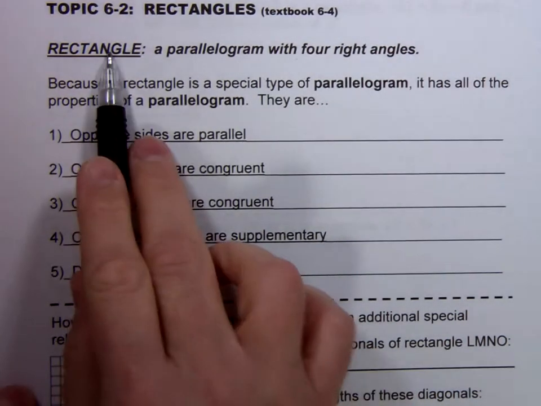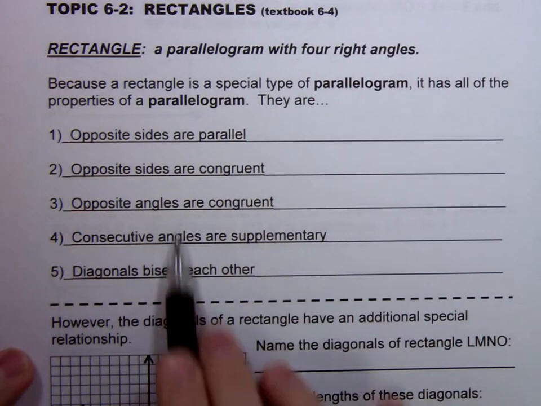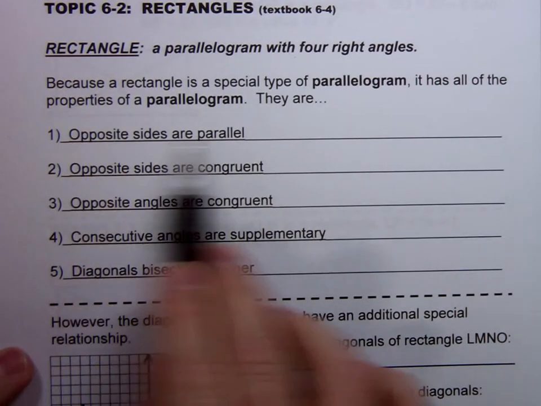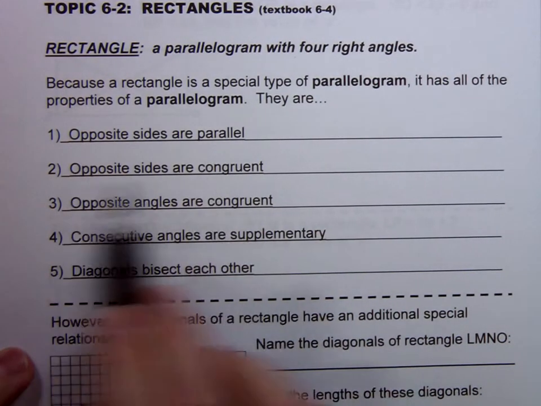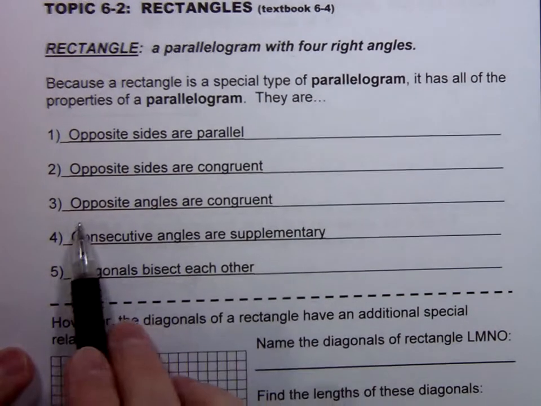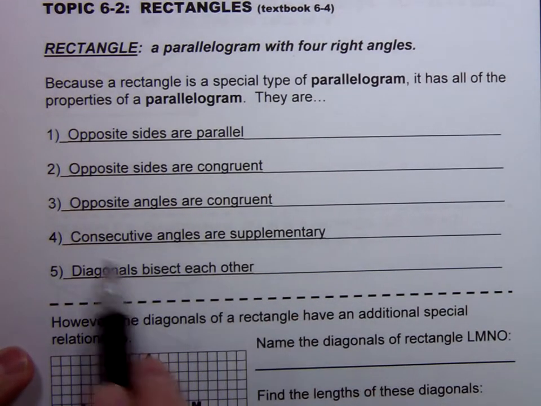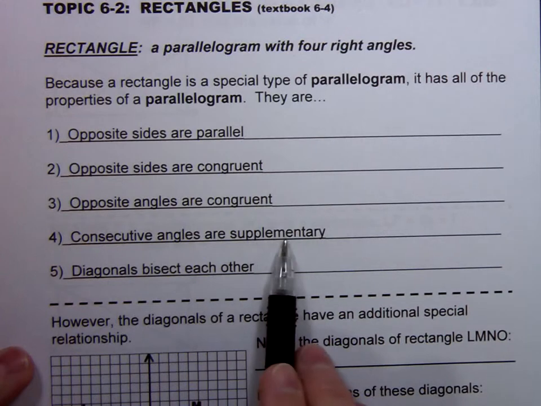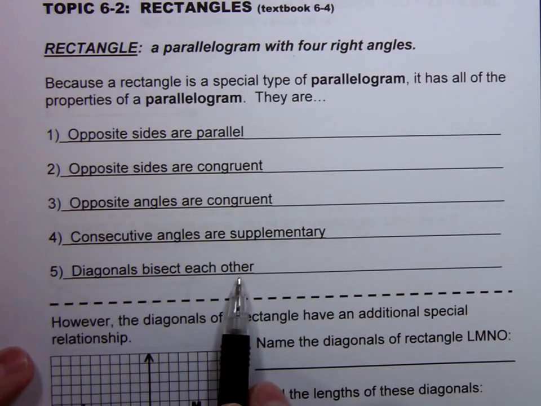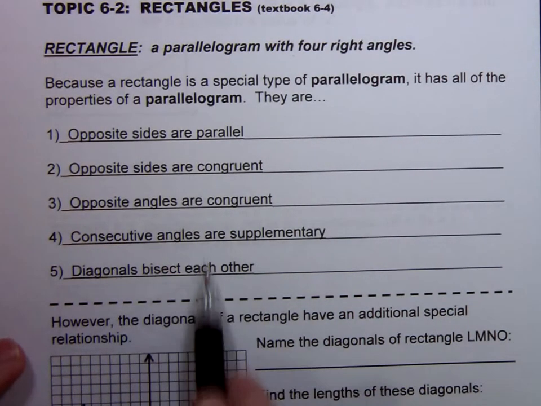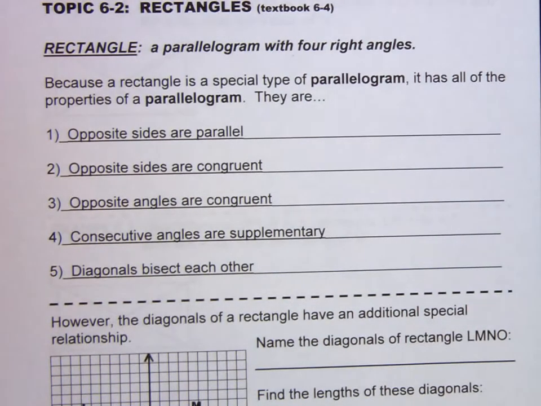So, for every rectangle, all of the things we learned about a parallelogram are still going to be true. The opposite sides are going to be parallel. Opposite sides are congruent. Opposite angles are congruent. Consecutive angles are supplementary. And the diagonals are going to bisect each other. Those are the 5 things that we learned about parallelograms. Those will all still be true for every single rectangle.